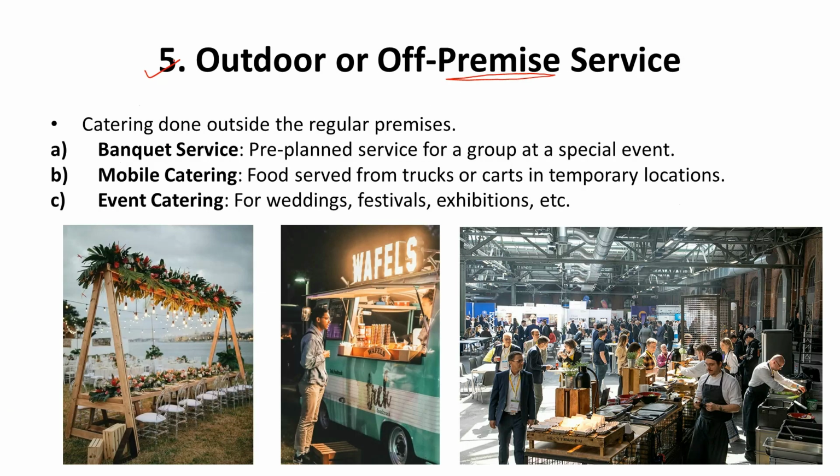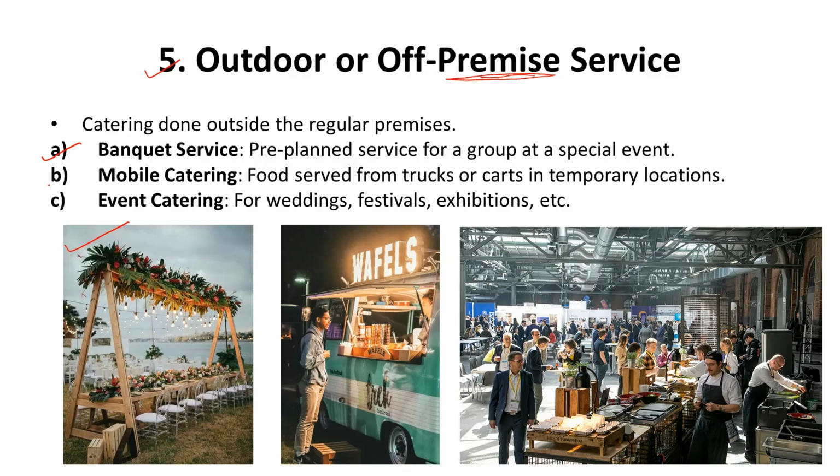Number five is outdoor or off-premise service. Off-premise service: we prepare food somewhere else and then provide it at some other location, so that is known as off-premises service. Catering is done outside the regular premises, like banquet service, pre-planned service for a group at a special event. They can prepare food somewhere else, transport the food here, and serve the food. So actually, the cooking is not taking place here.